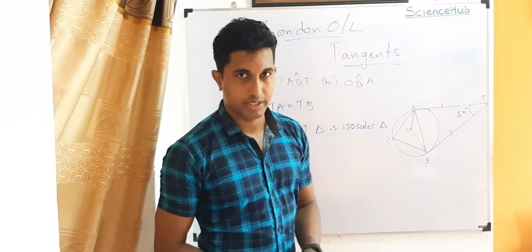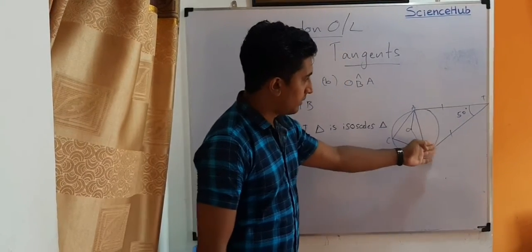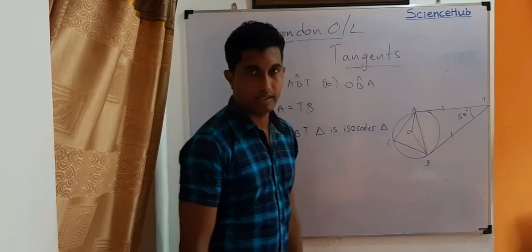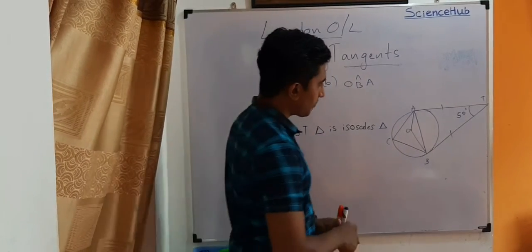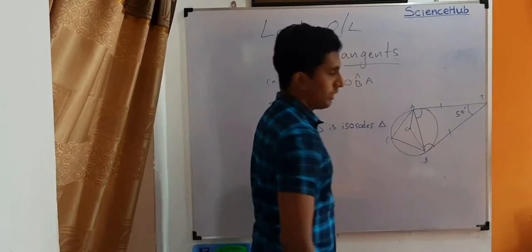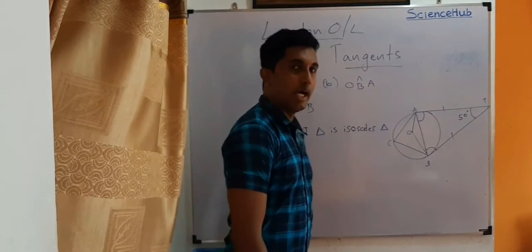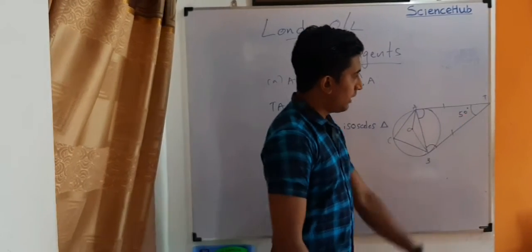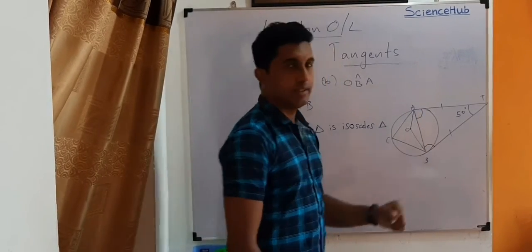I think you remember this one. The angle facing this side and the angle facing this side are equal in size. Therefore this angle and this angle should be equal in size, because this is an isosceles triangle. Then if this one is 50, what should be the sum of these two?